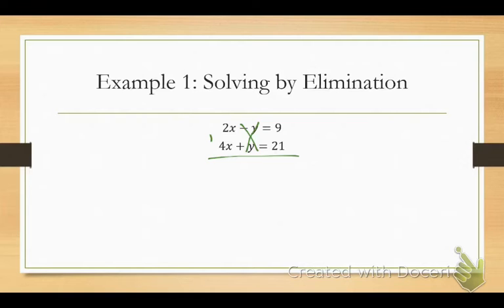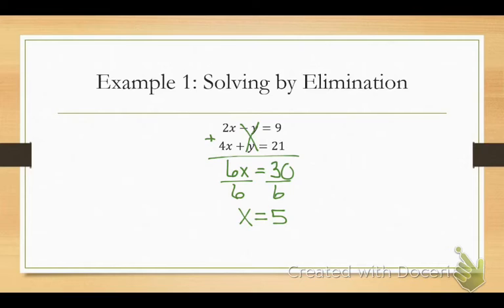What's 2x plus 4x? 6x. What is 9 plus 21? 30. Now I want you to finish solving for x. Divide both sides by 6. Did you get x equals 5? Okay, so x equals 5. Now what do you do? Plug it back in.